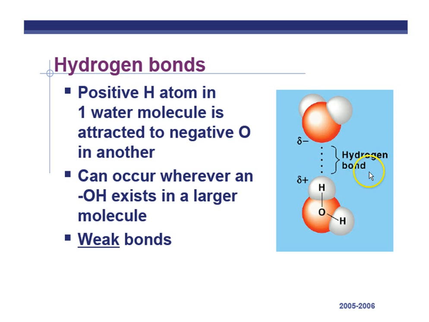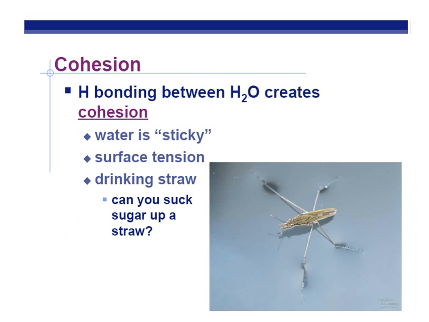However, as a result of hydrogen bonding in water, water has a couple of other properties that you should be aware of. Cohesion. Hydrogen bonding between water molecules is called cohesion. Water is sticky, or hydrogen bonds, to itself. This creates things like surface tension, which allows small, light objects like insects to walk on water.